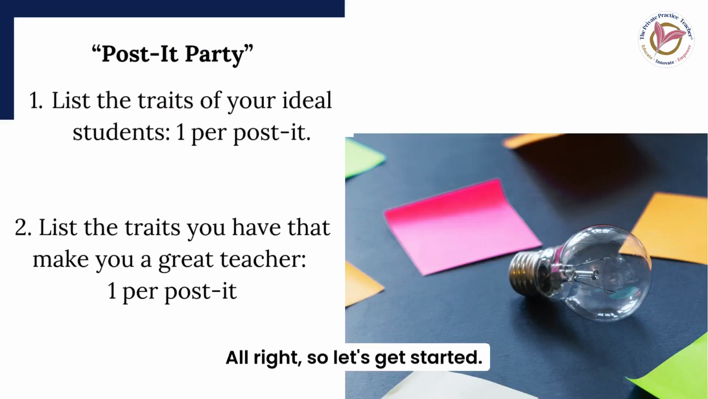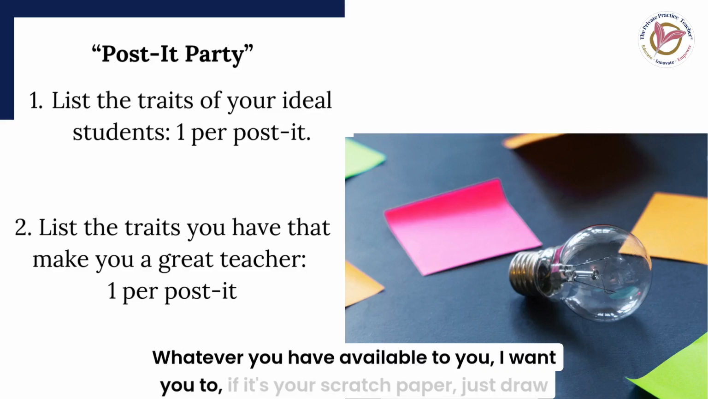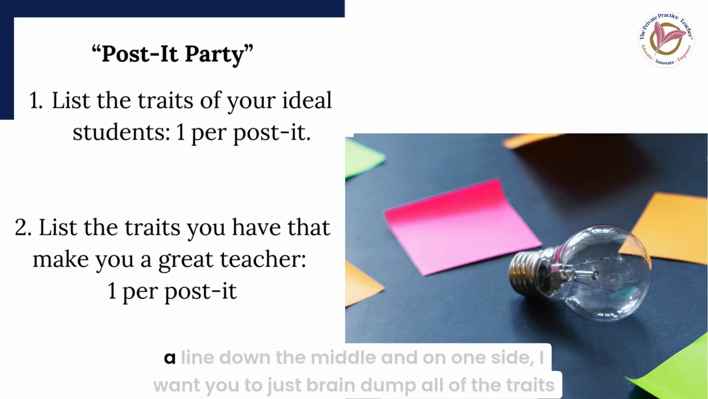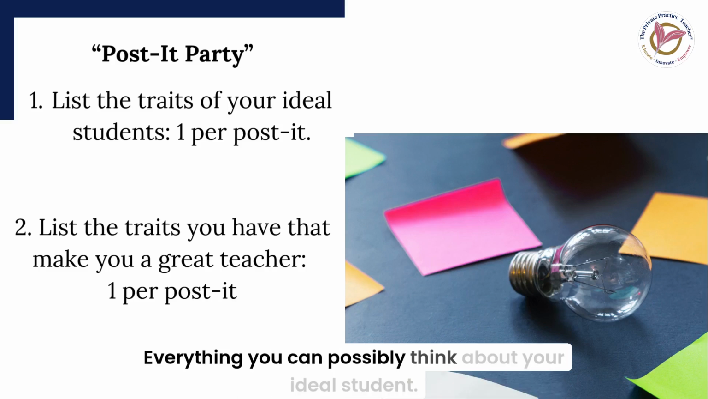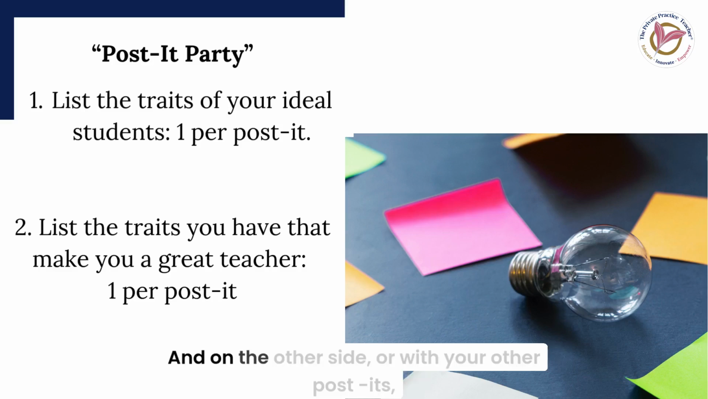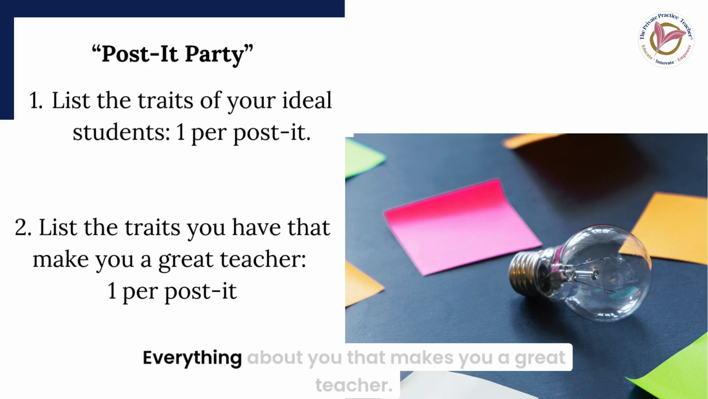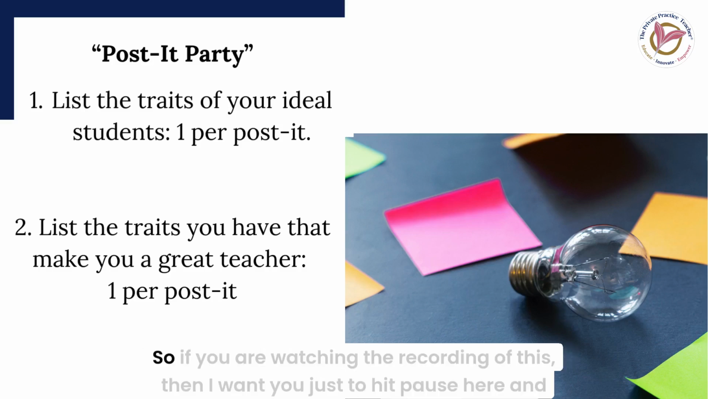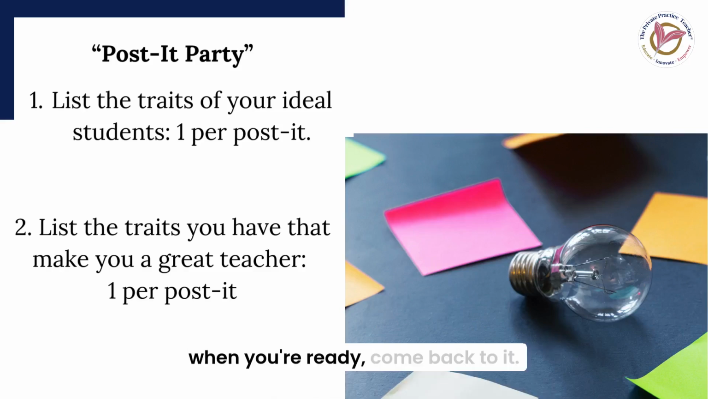All right, so let's get started. This is where you're going to be using your Post-its or your scratch paper, whatever you have available to you. If it's your scratch paper, just draw a line down the middle, and on one side, I want you to just brain dump all of the traits of your ideal student. Everything you can possibly think about your ideal student. And on the other side, or with your other Post-its, I want you to list all of the traits you have that make you a great teacher. Everything about you that makes you a great teacher. So if you are watching the recording of this, then I want you just to hit pause here. And when you're ready, come back to it.